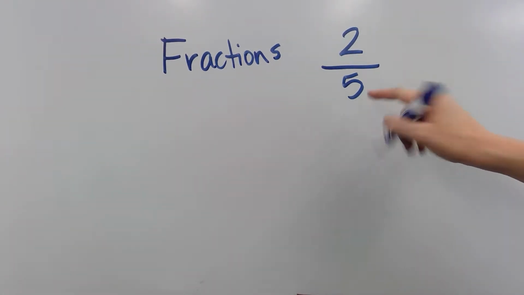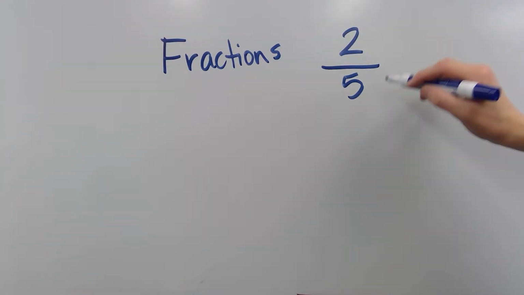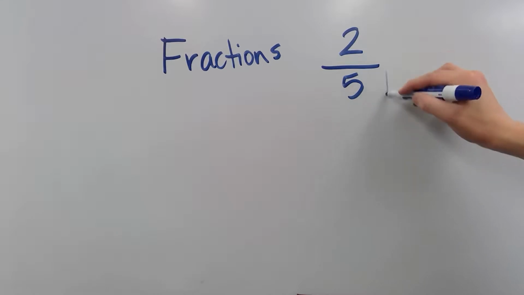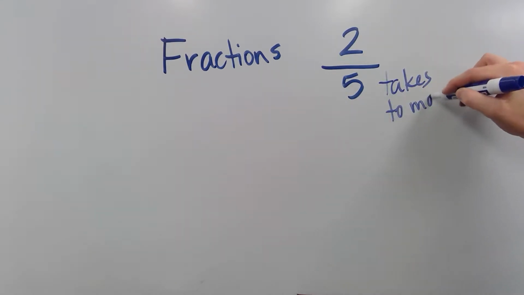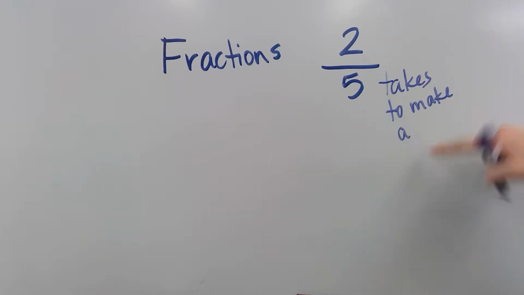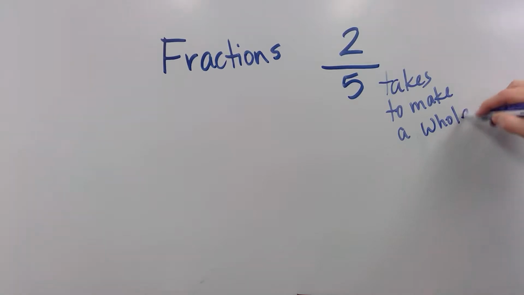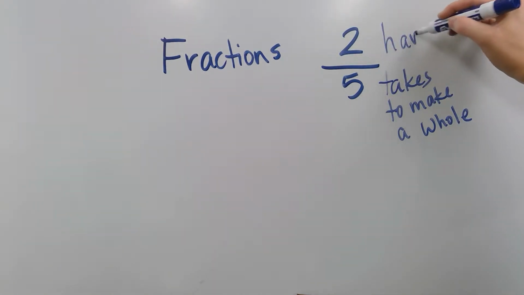The denominator, the bottom number, tells us how many pieces it would take to make one whole. So how many pieces it takes to make a whole. The numerator tells me how many pieces I have.